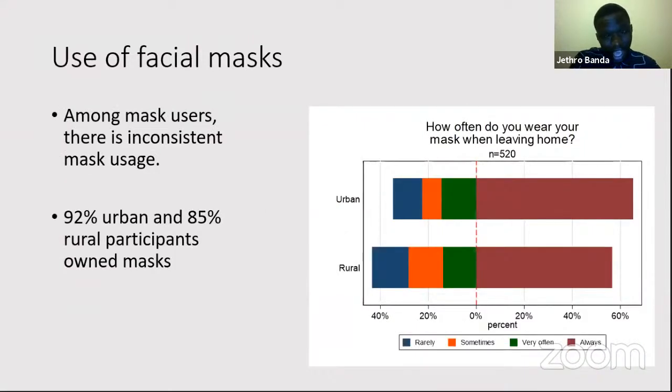Still on the use of face masks, participants report that not all of them consistently use masks when they leave their homes. For urban participants, about 35% of them reported to us that sometimes they go outside their homes without masks, with about 44% of rural participants reporting the same. But when it comes to ownership of masks, 92% of urban participants versus 85% of rural participants reported that they owned a mask on the day that we had an interview with them in the third round, which was between August and September. Now, having come this far, it would suggest in a way that maybe the reduction in the cases might be due to the preventive strategies that they have employed, not necessarily the reduction in contact.